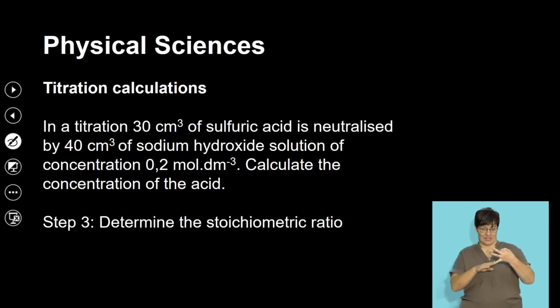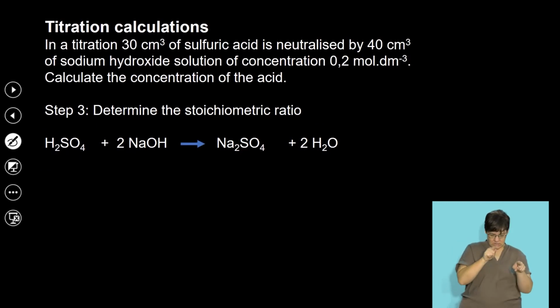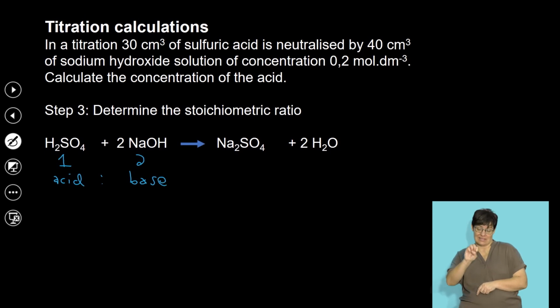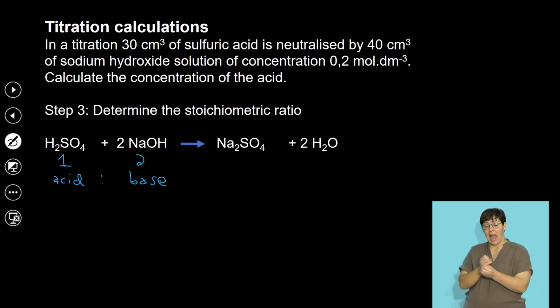Once we've done that, we are able to move to the next step, which is to determine the stoichiometric ratio. The stoichiometric ratio actually comes from the balanced equation of the reaction. What are we saying? We are saying that the ratio is 1:2, right? So the stoichiometric ratio of the acid to base in this reaction is 1:2. What does this mean? It means that a mole of the acid reacts with double the number of moles of the base.